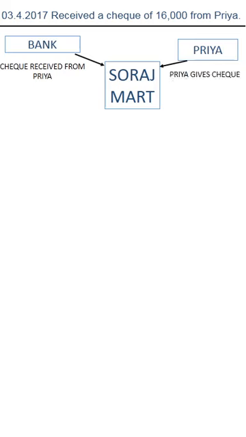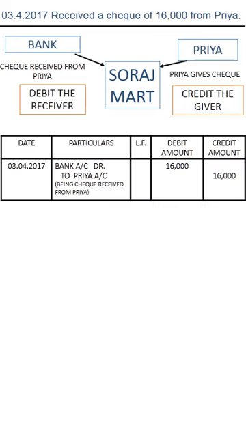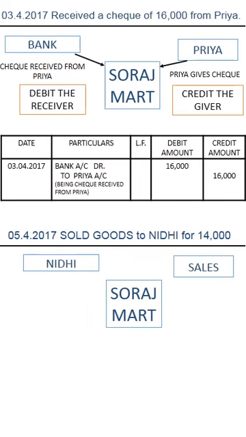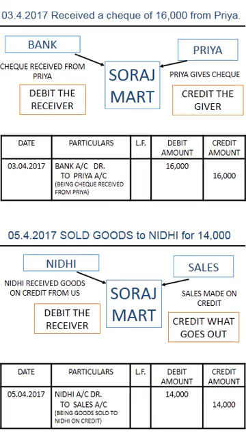The next entry is received a check of 16,000 from Priya. So three parties: check received from Priya, so debit the receiver, and Priya gives the check, so credit the giver. The accounting entry is bank account debit to Priya account by rupees 16,000. Now sold goods to Nidhi for 14,000. Nidhi is on the debit side because debit the receiver, and we made it through sales. So Nidhi account debit to sales account by rupees 14,000.